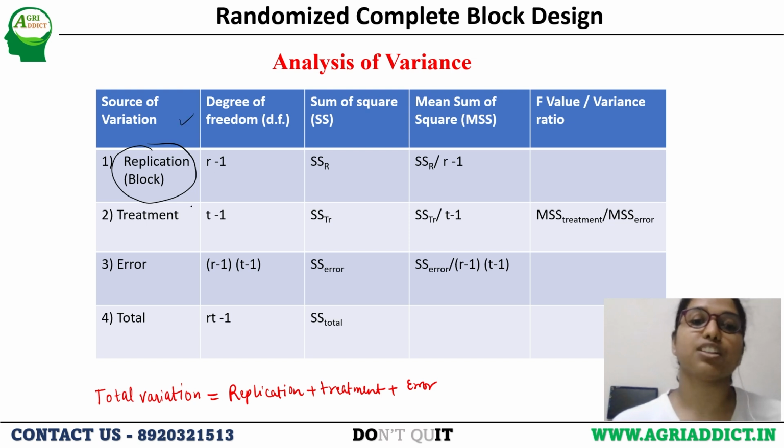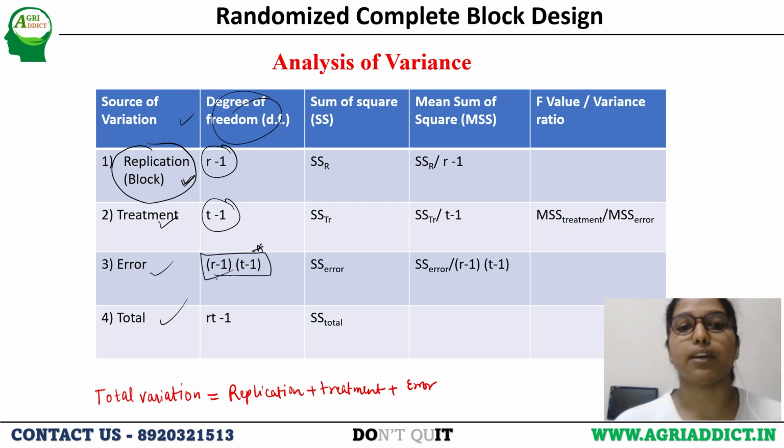So here the sources of variation: replication is also a source of variation, treatment, error, and the total. The degree of freedom for replication will be R minus 1, simple. Treatment, T minus 1. Error will be R minus 1 into T minus 1. This you have to remember. This can be asked in a question. And total will be RT minus 1, as in the previous slide.